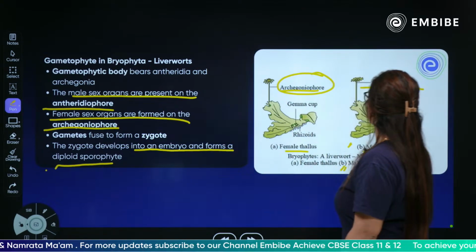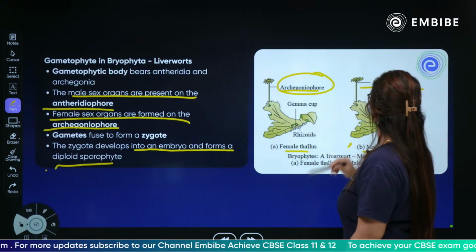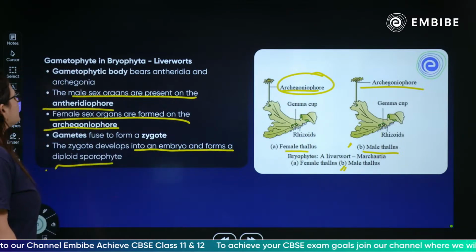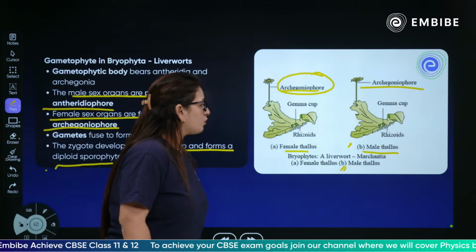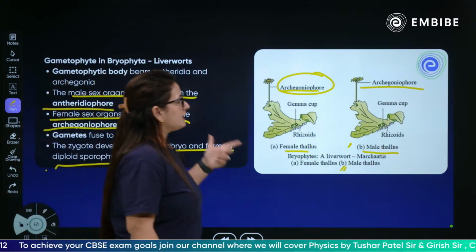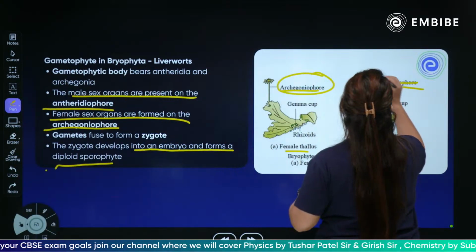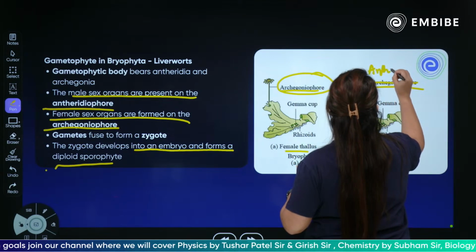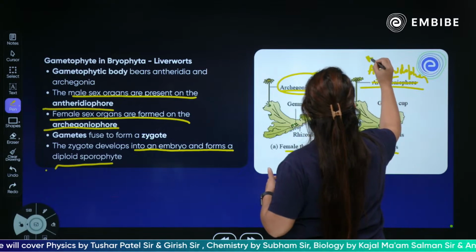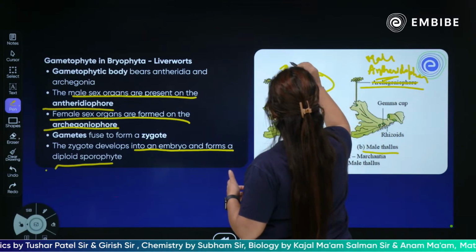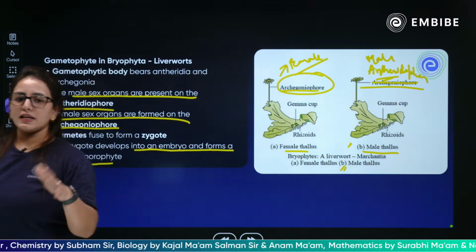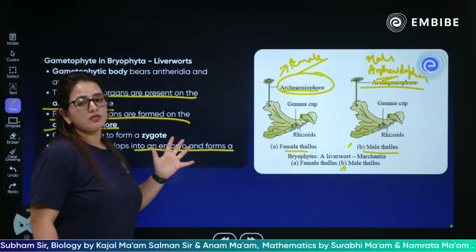This is the archegoniophore and this is, I think, the wrong one. Just a second. There is the antheridiophore and this is the archegoniophore. The antheridiophore is on the male thallus. That's why I got confused. This is the antheridiophore, which is a male thallus. This is the archegoniophore, which is a female thallus, which produces female gametes, and the antheridiophore produces male gametes.